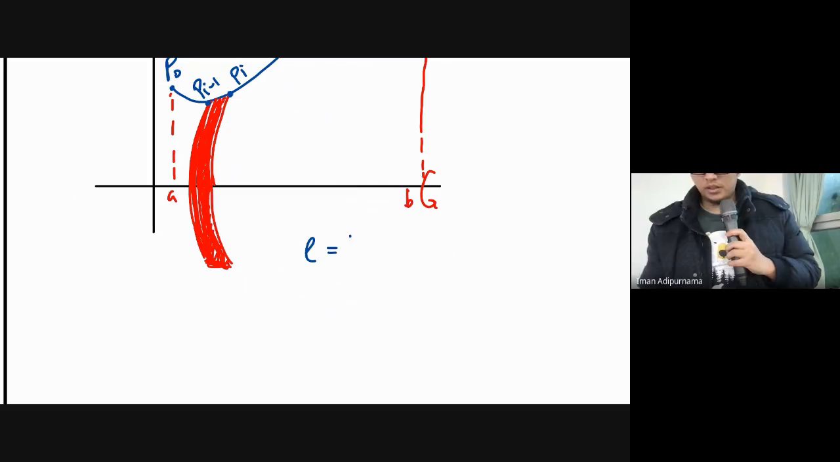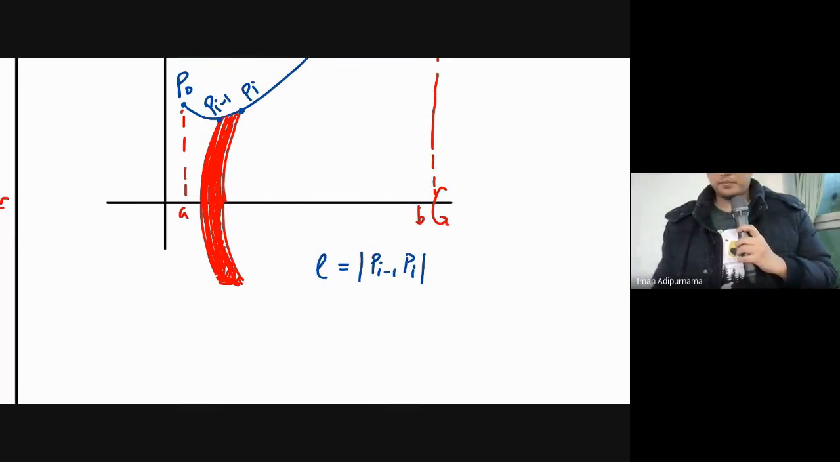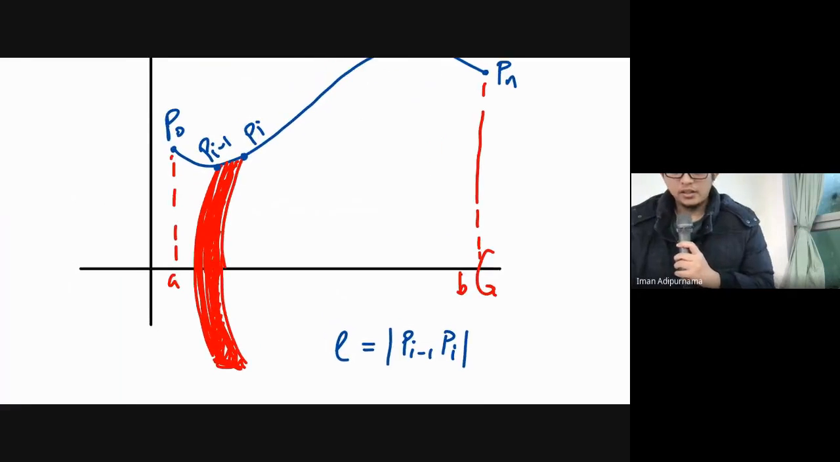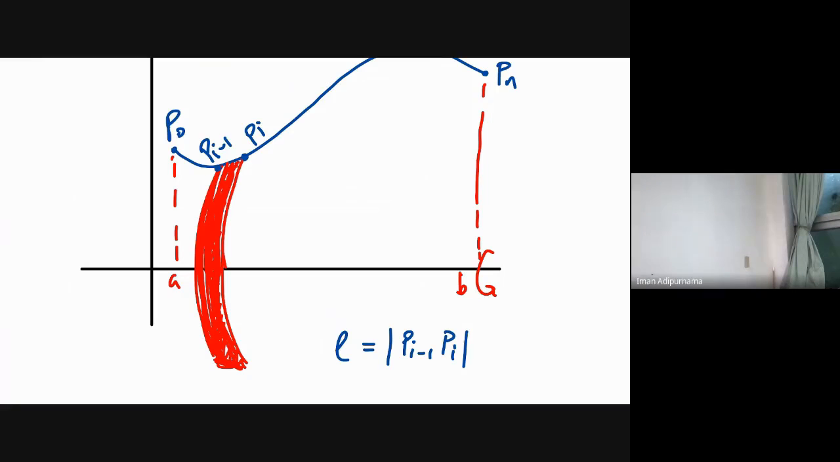And let L be the distance between P_{i-1} and P_i. So this is where the surface area and the arc length connect. Before, when you were calculating this L, your dL, dL, dL became L. And now, to calculate the surface area, you need this L for the frustum. So this L comes from the distance, and it is also the same as the arc length. I will write that it is actually the arc length.